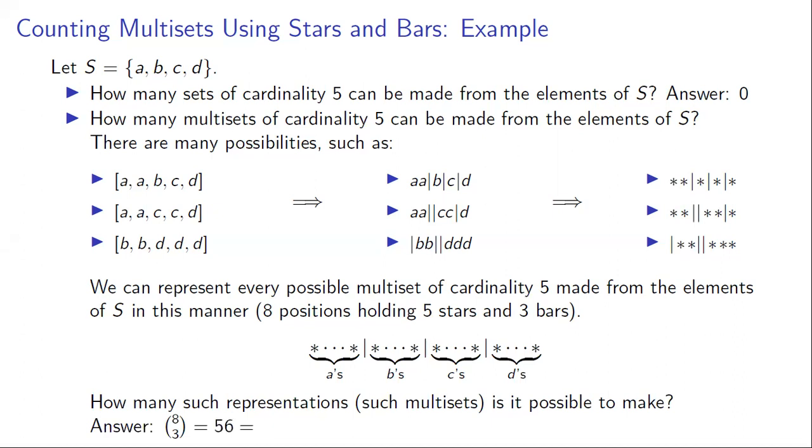8 choose 3 is 56. But we could also do it the other way. We can also say 8 choose 5, right? We can also say we have 8 positions and I need to choose 5 of them to hold the stars, and the rest will just automatically be bars. That also is valid. But either way, the answer is 56. So there are 56 multisets of cardinality 5 that can be made from the elements of S.